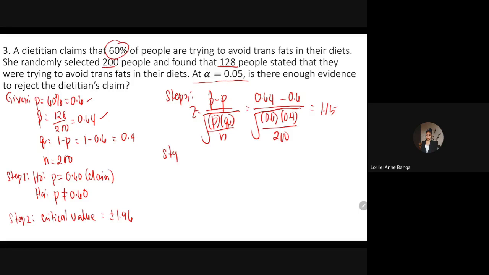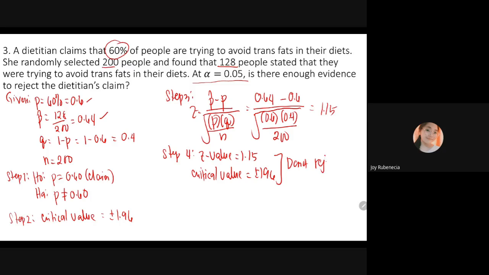So step number 4, Z value is 1.15. And then we have the critical value, which is at plus minus 1.96. So is it reject H0 or do not reject H0? Do not reject H0. That is correct, Joy. Do not reject H0. So step number 5 will be the summary.